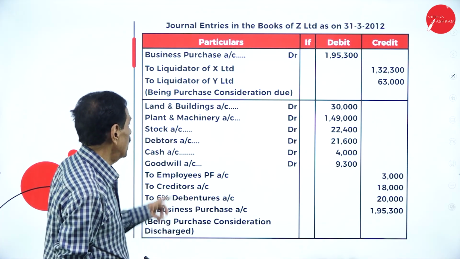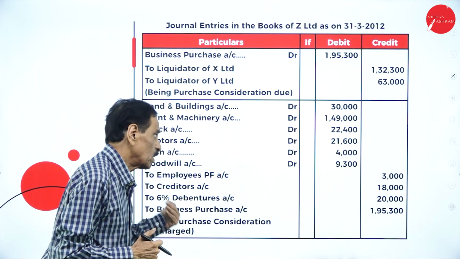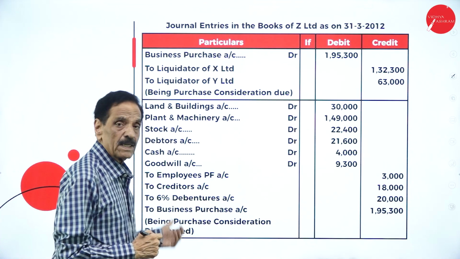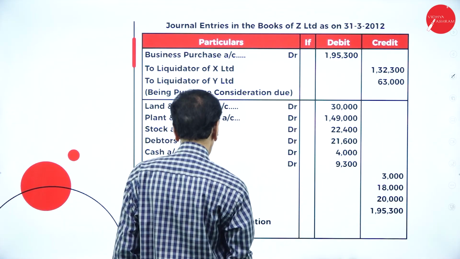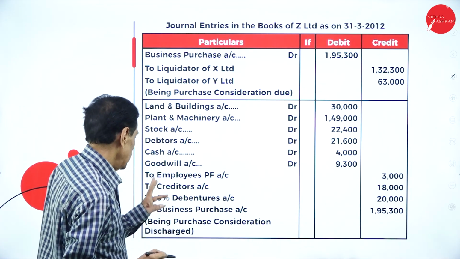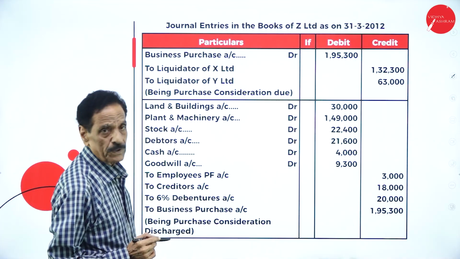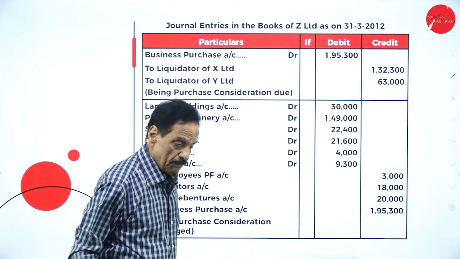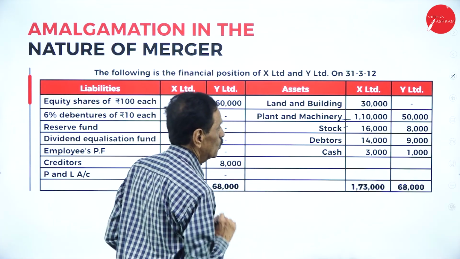Building account debit, what else comes in? Machinery account debit, stock account debit, debtors account debit, cash account debit. The difference is goodwill. Employees provident fund account debit, creditors account debit, debentures account debit, to Business Purchase Account. Whatever the difference comes here, this is your balance sheet. There is no goodwill here.